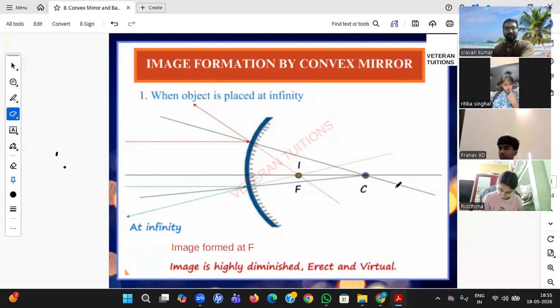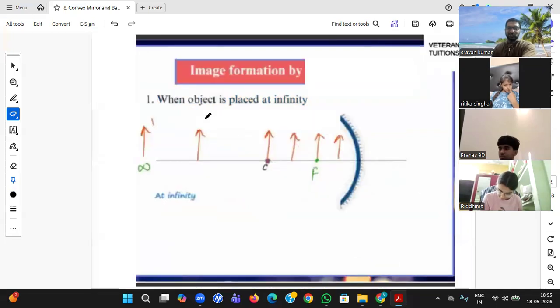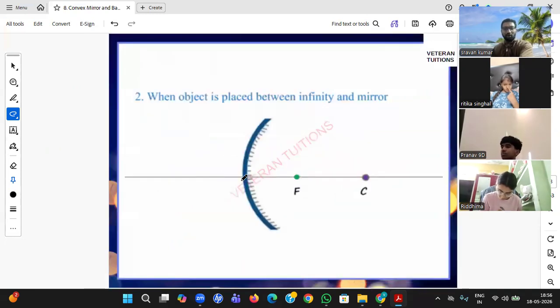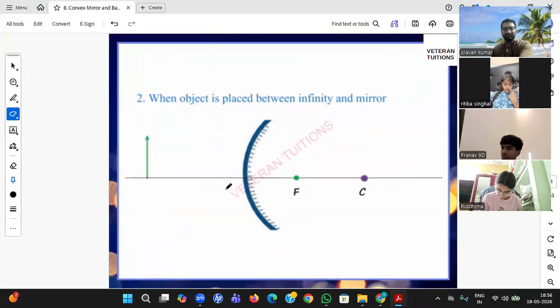Okay. Case number 2, or the last case, you can also say. Why? You keep the object here, here, here, anywhere you keep the object, I'll say it is case number 2 only. Why? The properties are the same. So let us keep the object somewhere near the center of curvature.